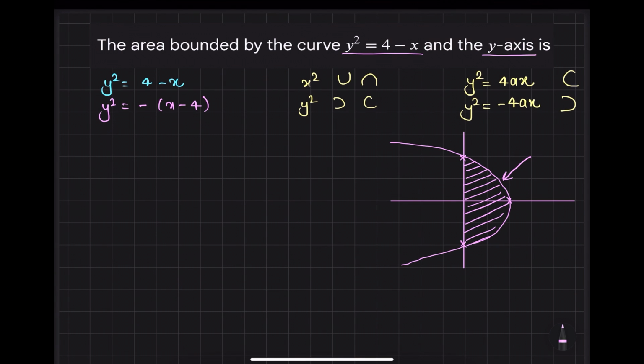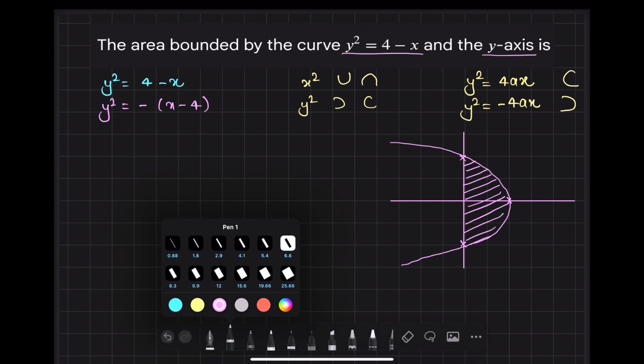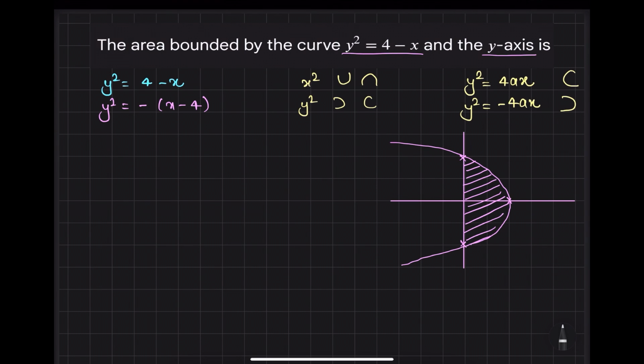Now look at this. If you observe this question, you can go both ways. If you are comfortable with x, go with x. If you are comfortable with y, go with y. But I feel that for this specific question, going with y would be much more convenient. Like, look at this. This is 0, 2. This is 0, minus 2. Now suppose that I want to find the area along the y-axis. Why am I saying this? I will tell you.